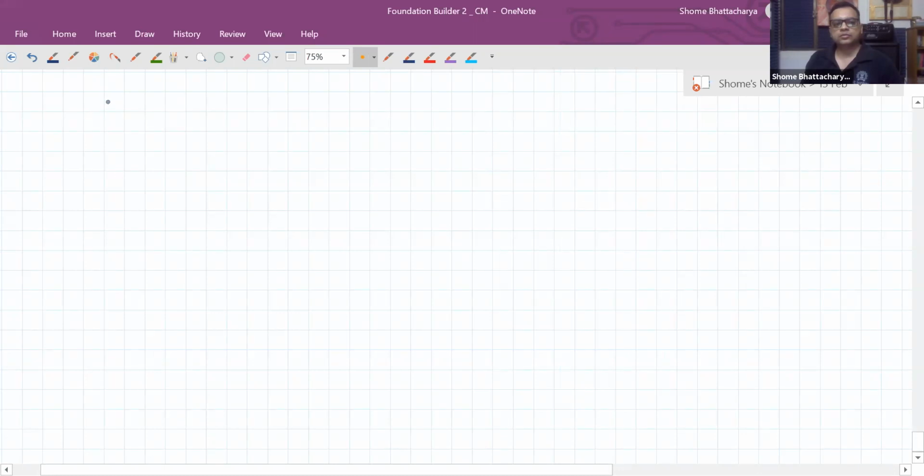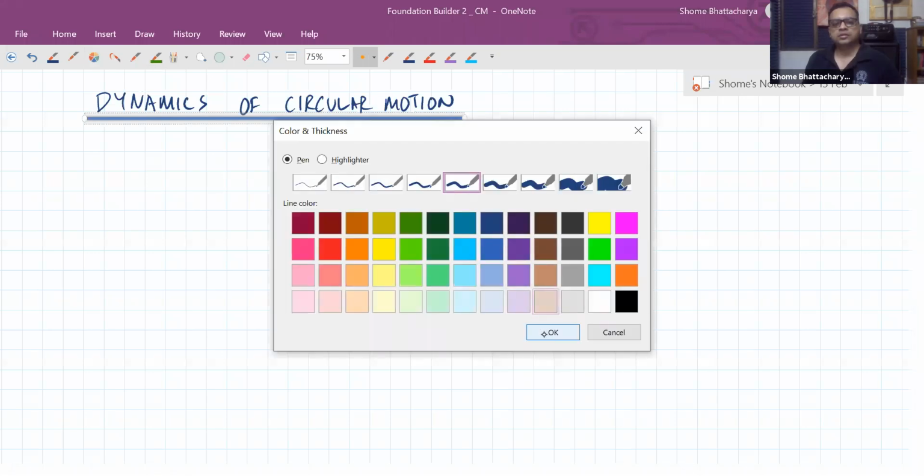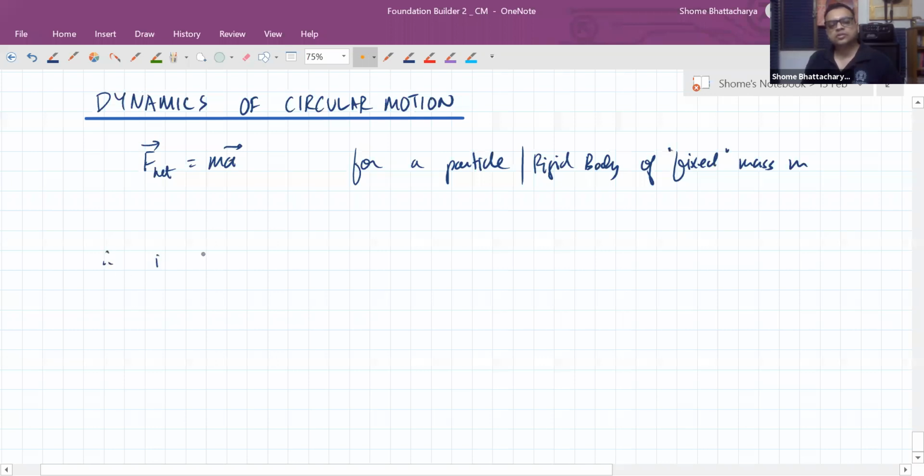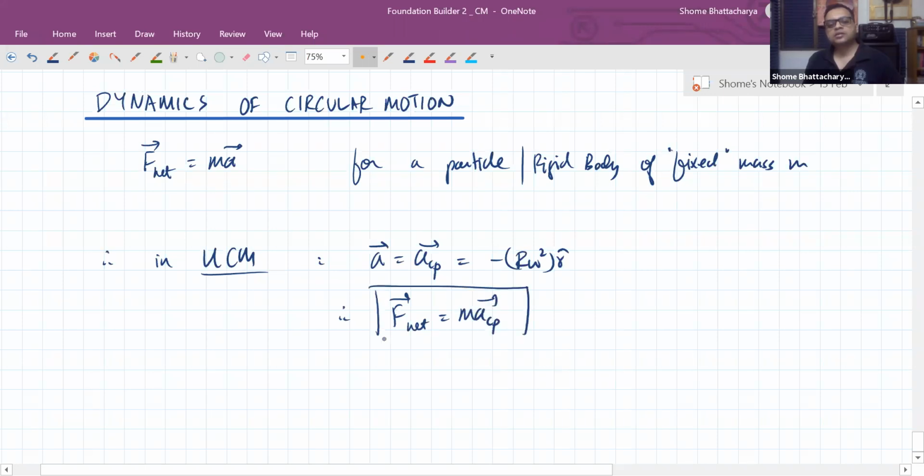Now next up, let us move on to dynamics of circular motion. Okay. So dynamics means we'll be using the force concept. Net force is equal to mass into acceleration, for a particle or a rigid body of fixed mass m. So if it is a case of uniform circular motion, then we know that the acceleration is just the centripetal acceleration, which is minus r omega square r cap. So the net force becomes mass into centripetal acceleration.